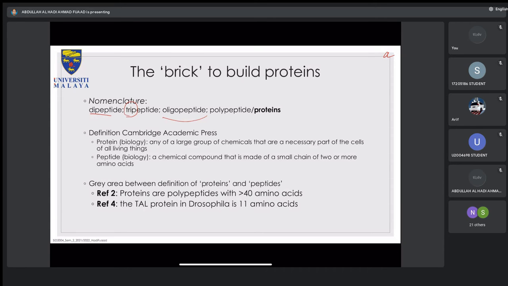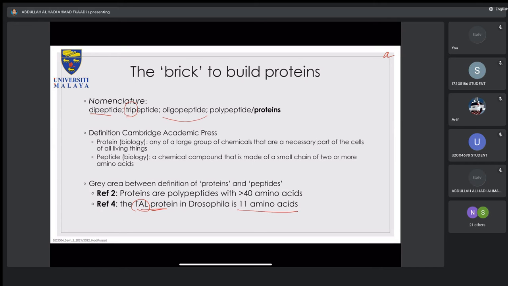A good example is this one. Drosophila has what we call a tau protein. So it is a protein. If you go and read some literature, some of them define a protein as a polypeptide having more than 50 amino acids, for example. But this tau protein only has 11 amino acids. But it is still a protein because it functions as a protein. So the nomenclature normally goes around not the chemistry, which is the structure, but rather the function of that particular molecule.